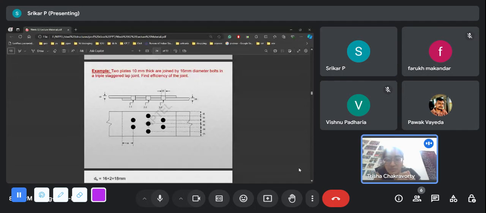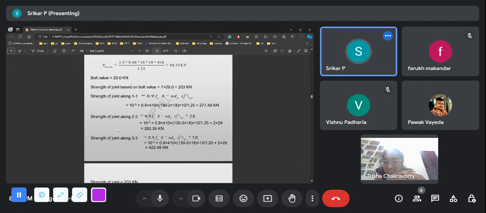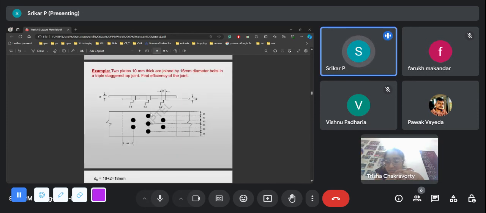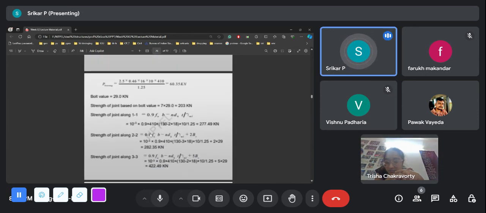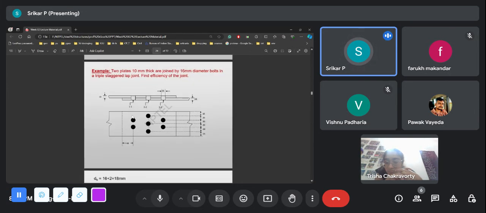What is your doubt? Right. So if you see the strength of the joint along 2-2, here they're mentioning this particular section, and we are seeing this is a case where the strength of the joint along 2-2 is calculated. So they are calculating the strength of the plate as well as the bolt values, like these particular bolt values.